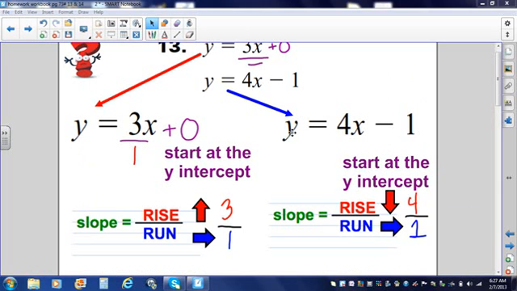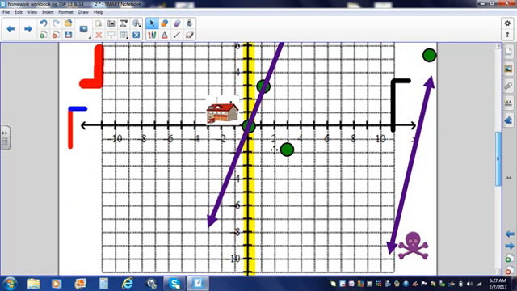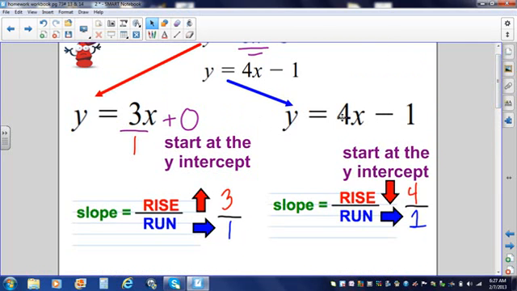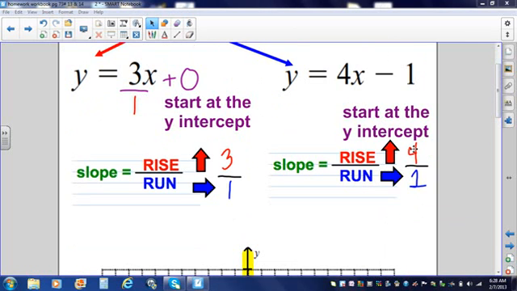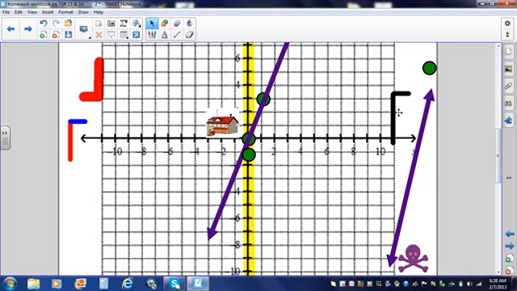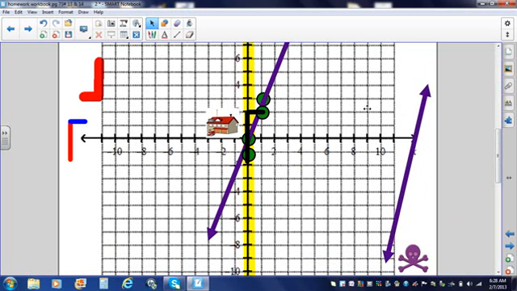My second linear equation is y equals 4x minus 1. My y-intercept is negative 1, so that's where I'm going to start. Let's start at negative 1, right there. My slope is 4. I'm going to go up 4 and right 1. So we'll go up 4, right 1. Draw ourselves a line. And then let's do a little dilation, please.